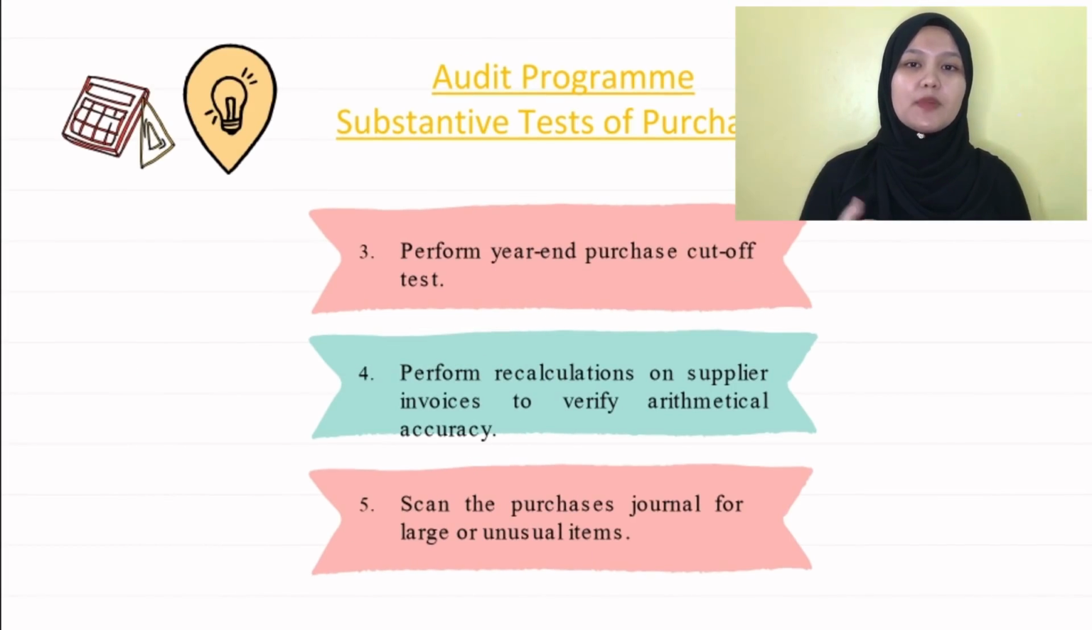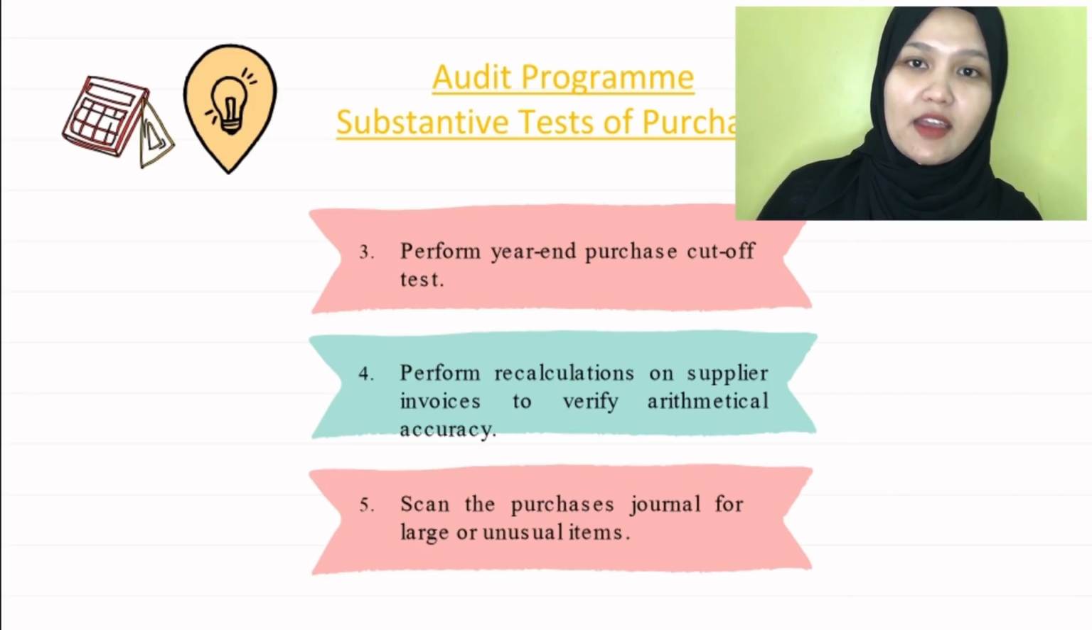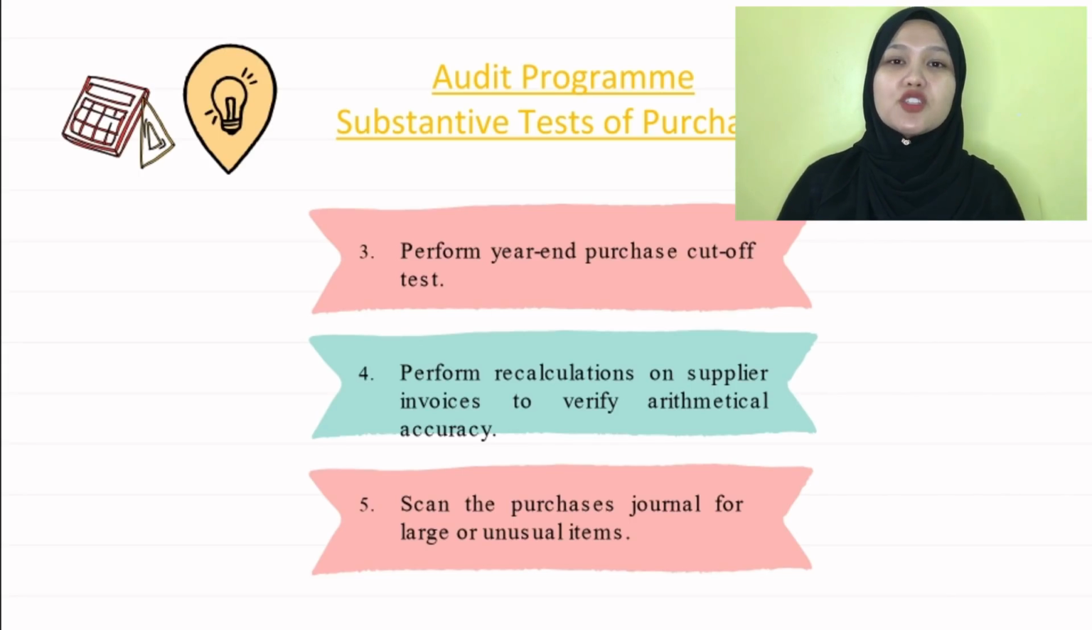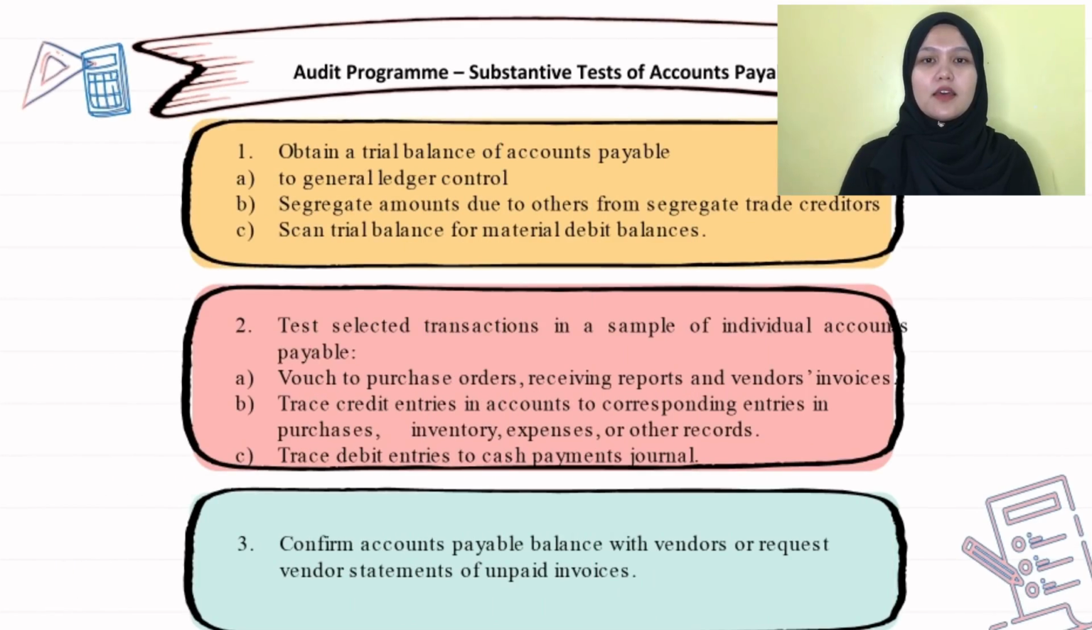Number 3, the auditor can perform a year-end purchase cut-off test to ensure that the current year purchases are recorded in the current period. Number 4, the auditor can perform recalculations on supplier invoices to verify arithmetical accuracy. Number 5 is that an auditor can scan the purchase journal for large or unusual items. These are examples of audit programs for substantive tests of accounts payable.